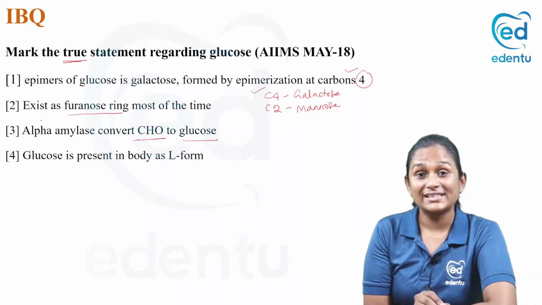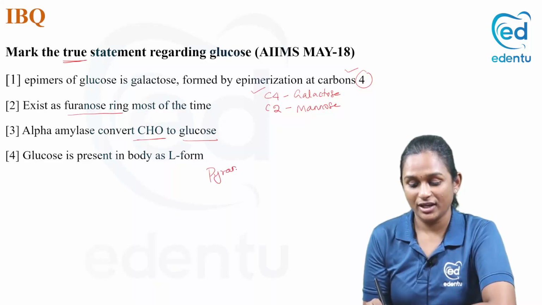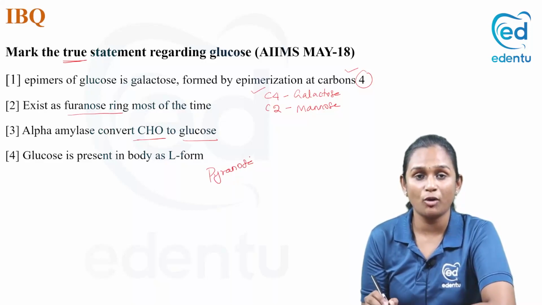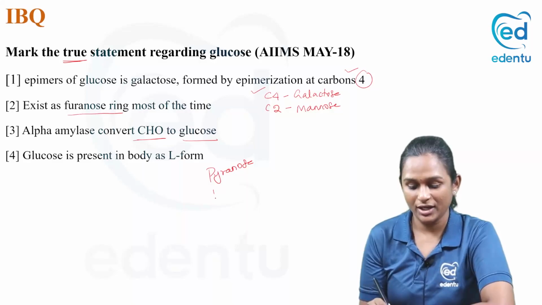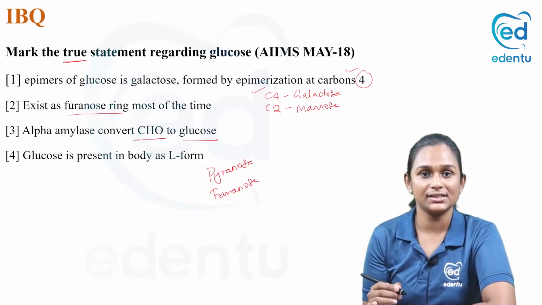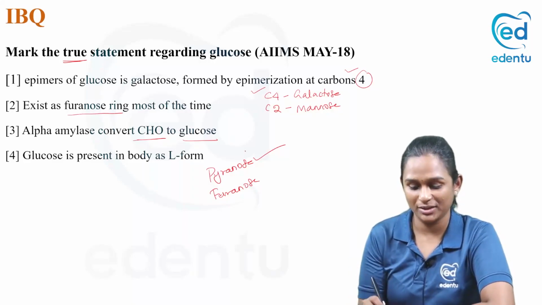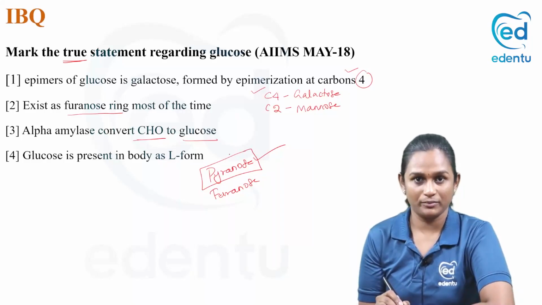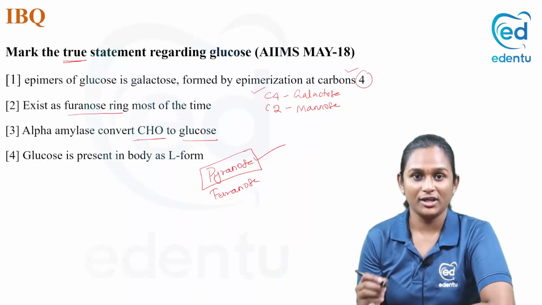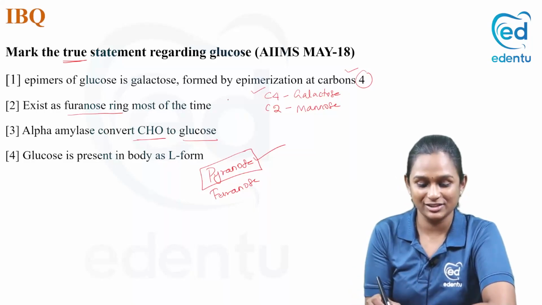And glucose exists as pyranose ring. If you see, glucose can exist as pyranose. Any compound which has more than 5 carbons tends to form a ring. Okay, it exists as pyranose or furanose. Since glucose is a 6 carbon compound, it also exists in the furanose form, but most of the time it exists in the pyranose form. Beta D glucopyranose is the predominant form of glucose. Okay, so this is wrong.